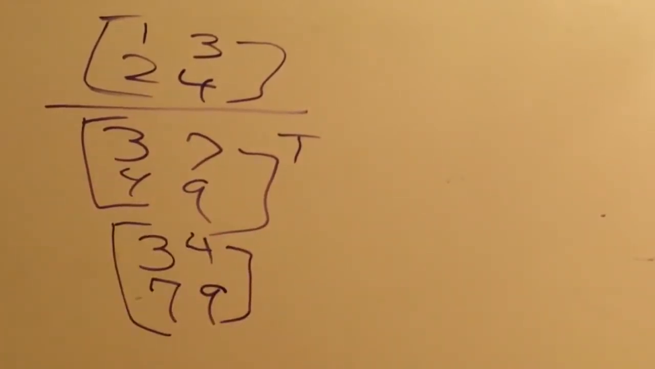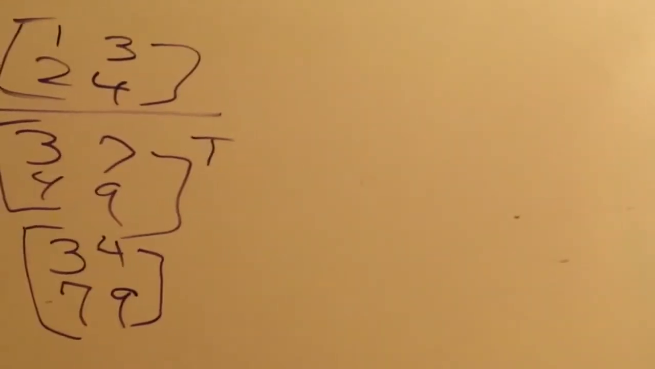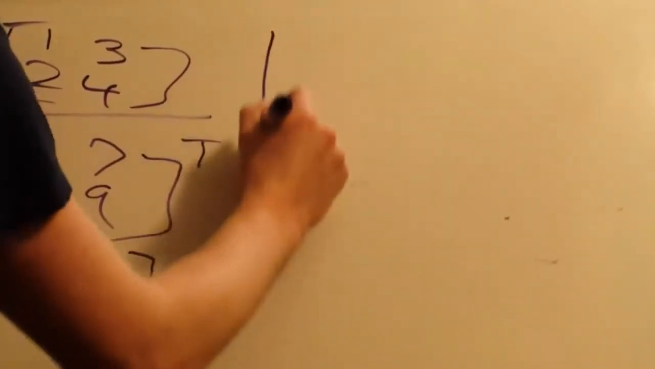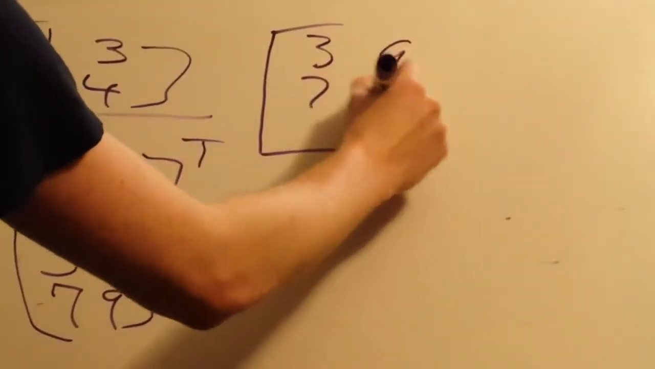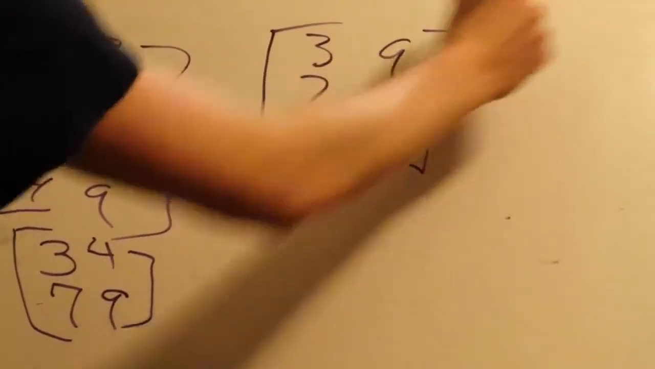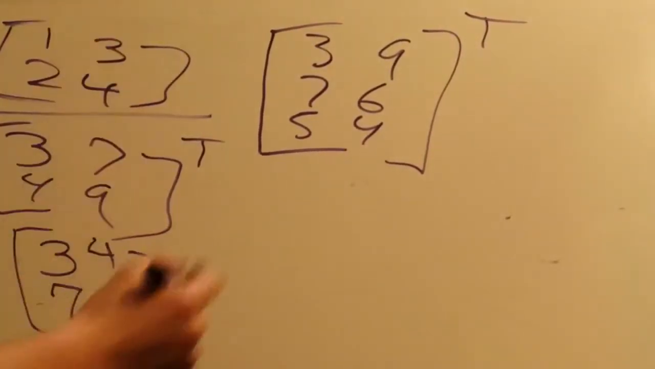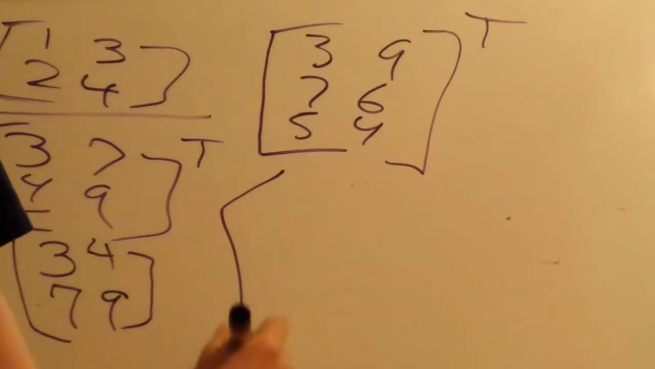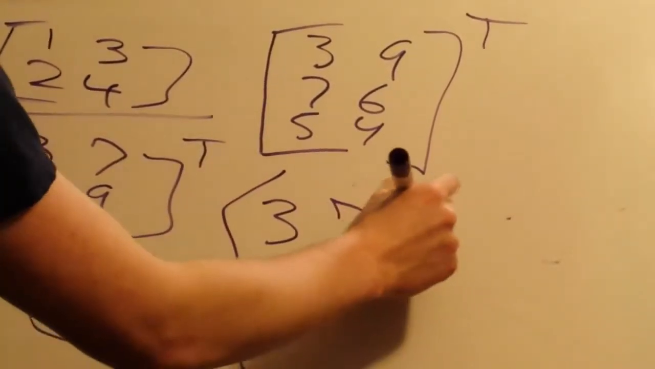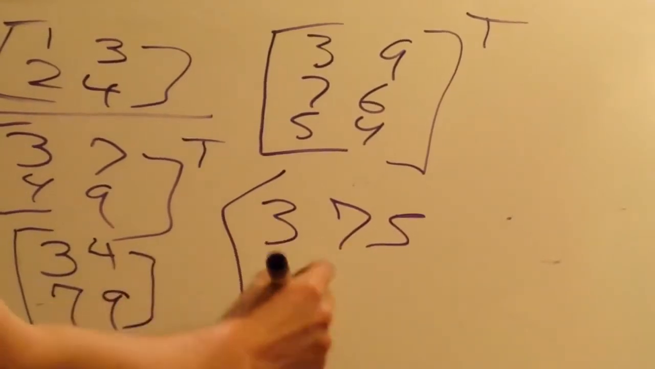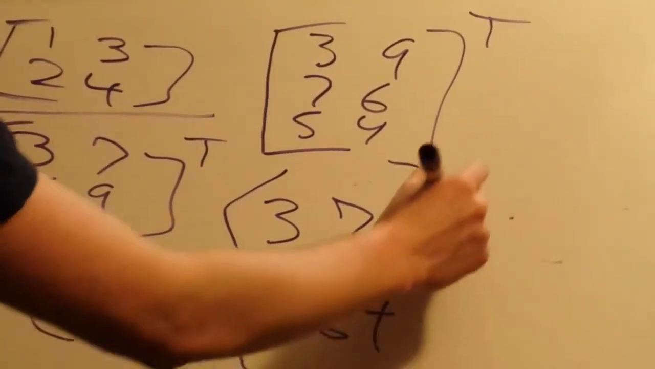I'm going to go ahead and do another one of these with a 3 by 2 matrix. And transpose that one so that we can see this becomes 3, 7, 5, and 9, 6, 4.